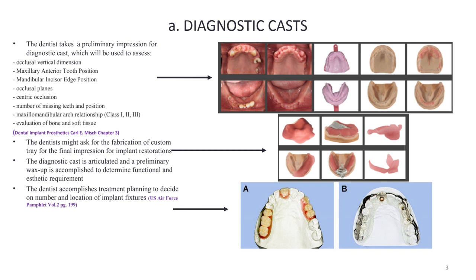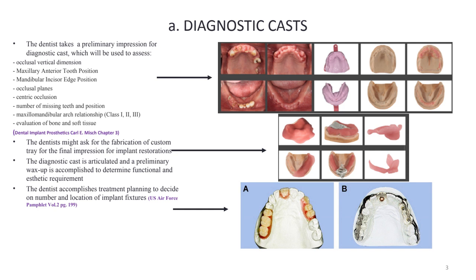And also at the same visit, the doctor might take what's called a preliminary impression, and that can be taken with an alginate impression. And they send us that impression in the laboratory to pour up the impression and fabricate what's called a diagnostic cast. And the diagnostic cast has multiple purposes.